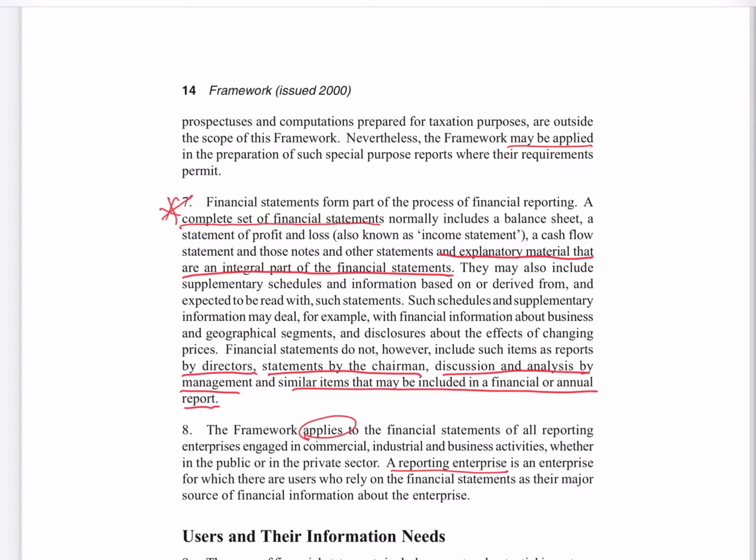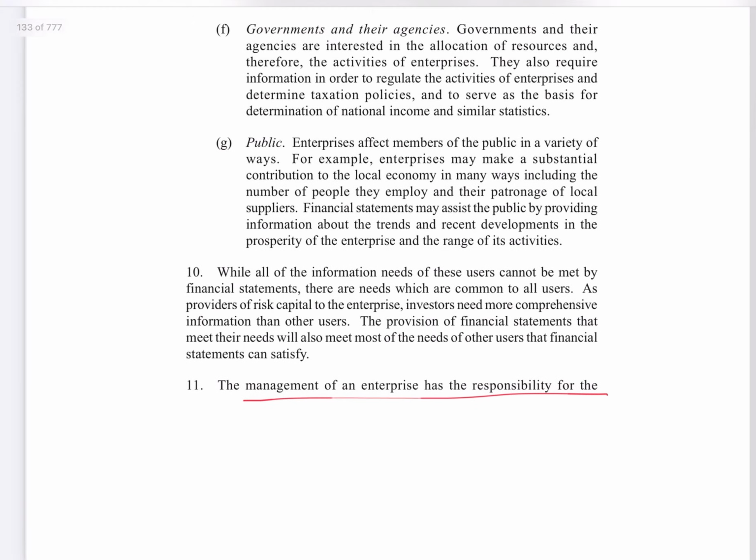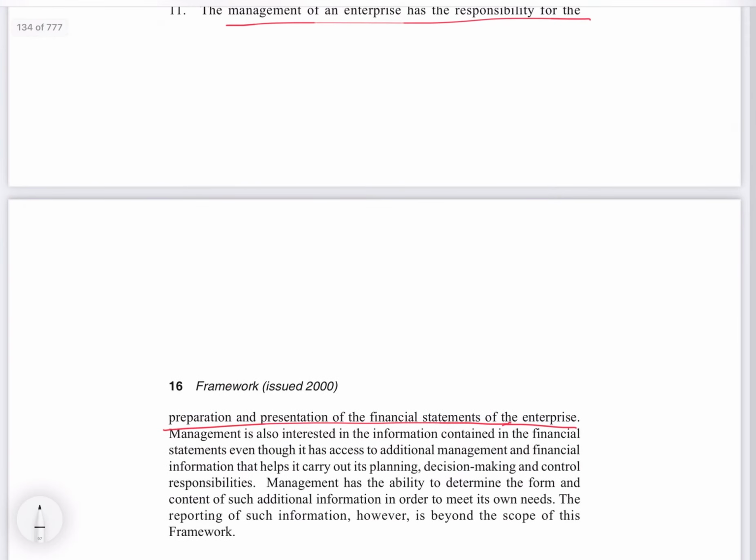So these are the financial statements. Now we spoke about the users and understood what the financial statements are. The responsibility for the preparation and presentation of financial statements lies on the management of the enterprise. So the management may include other information for their own additional purposes, but we will be looking only at the general purpose financial statements, what they are and what is included, only to that we will be looking into.